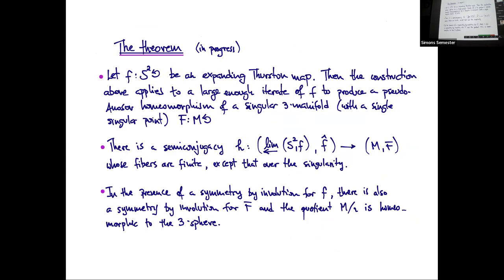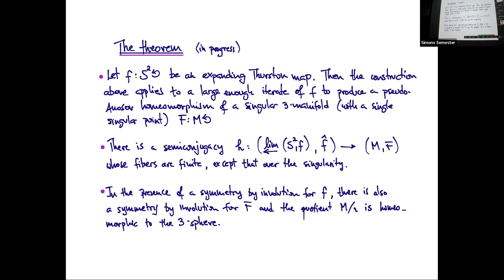There's a theorem here that says that, well, I didn't say what an expanding Thurston map is, but there are such things called expanding Thurston maps. They're self-maps of the sphere, which are branched covers of the sphere, such that the branch points have finite orbits. This is called a Thurston map.